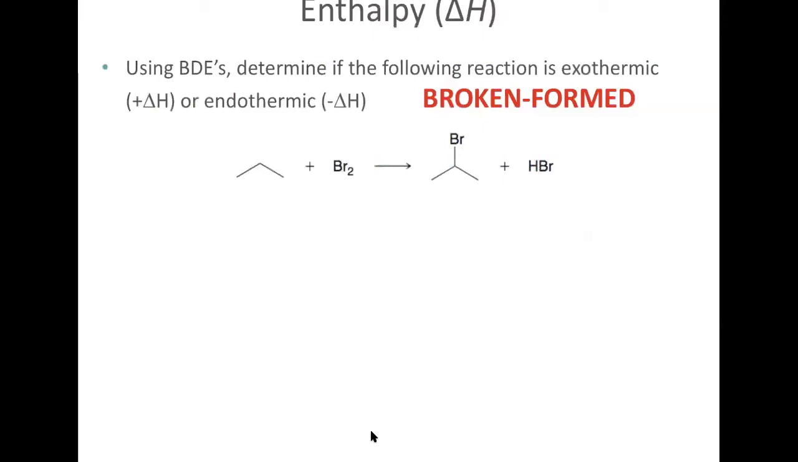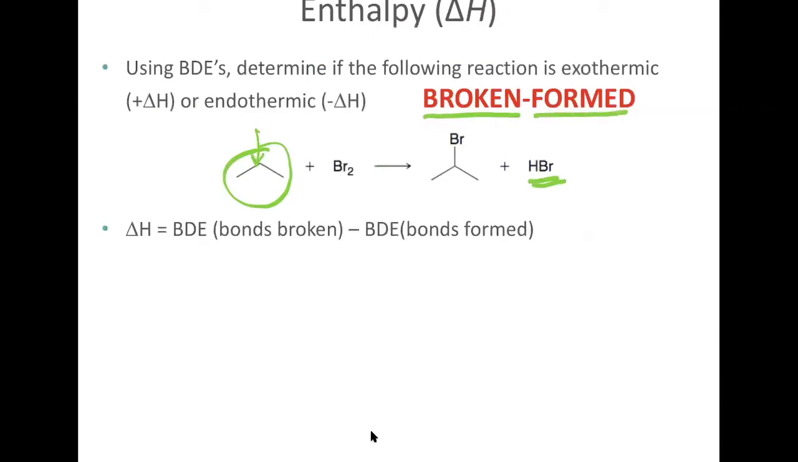So if we look at this reaction right here, we have propane reacted with Br2, where we add a Br to the center carbon right here, and then we end up with HBr as a side product. When we're doing these calculations, we're always going to want to do broken minus formed. So we're going to take all of the bonds that are broken, and we're going to subtract from it all of the energies associated with the bonds being formed.